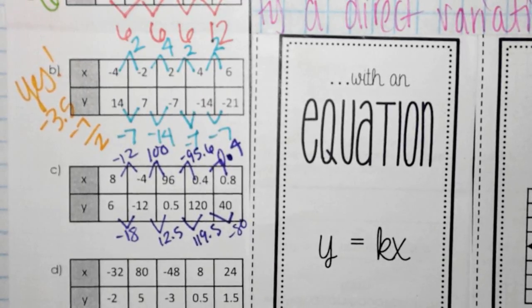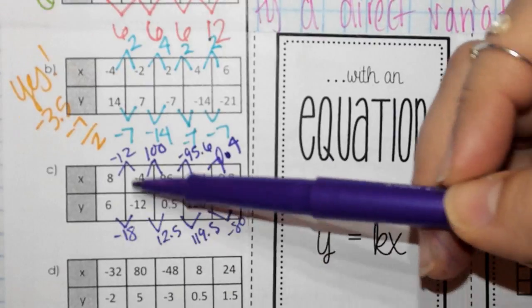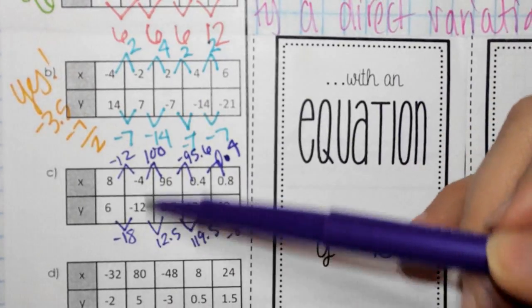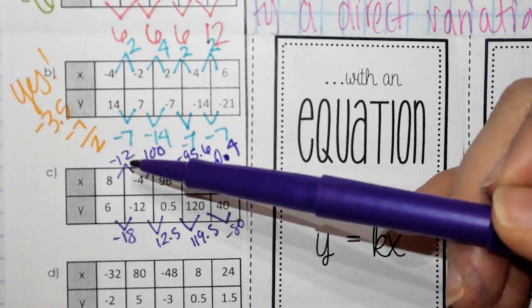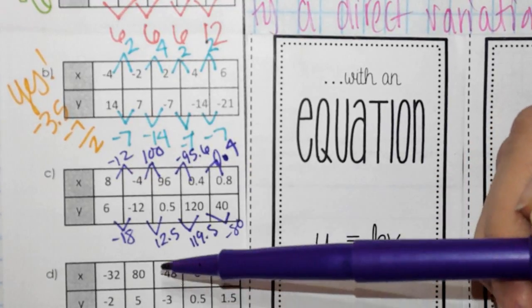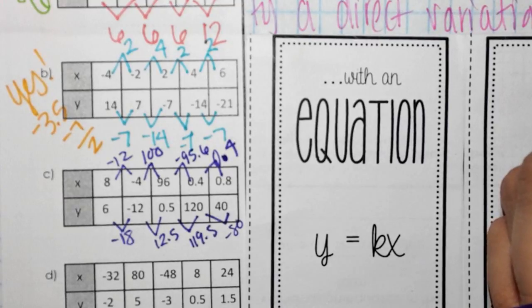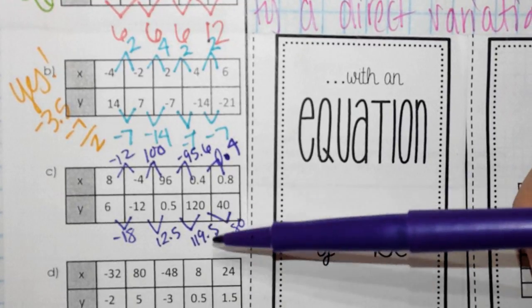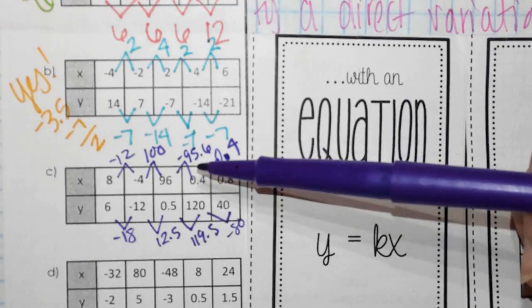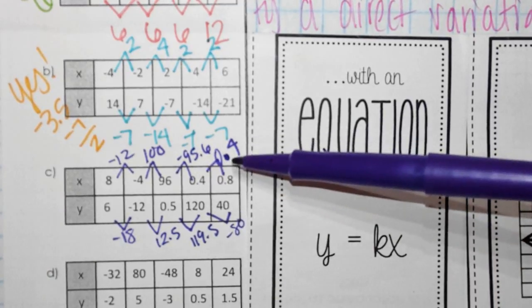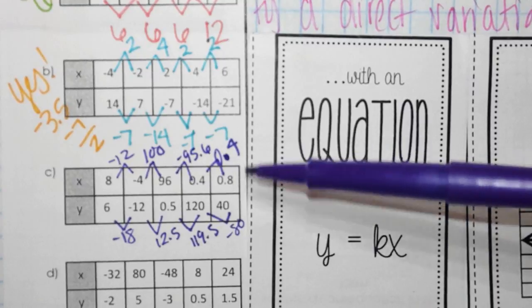Alright, now I want you to divide each of those. What's negative 18 divided by negative 12? One person do negative 18 divided by negative 12. Who's going to do that? Alright, Allie's doing that one. One person do 12.5 divided by 100. Alright, Manny's doing that. David, do you want to do 119.5 divided by negative 95.6? Who wants to do negative 80 divided by 0.4? Alright, Troy, do those.